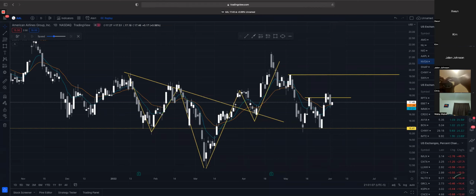But I highly recommend that you clear your charts and start over every single time that you want to chart something. It makes you better. You're getting better at levels. You find more accurate levels doing it that way.